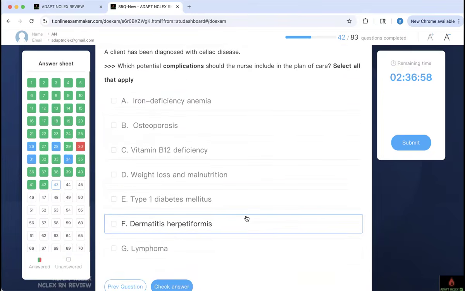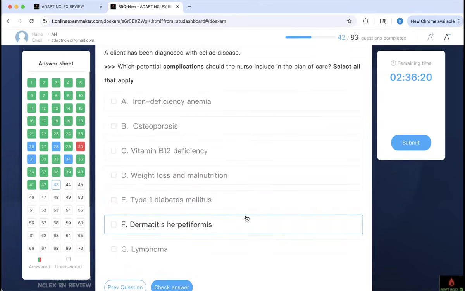The client has been diagnosed with celiac disease. GI, like I said, I'll give you all the content associated with GI. Which potential complications should the nurse include in the plan of care? What is celiac? Gluten issue. You eat, you get sick. Therefore, iron deficiency, osteoporosis, B12, weight loss, type 1 diabetes, dermatitis, lymphoma. Which of these are associated with celiac disease? If you get this wrong, I want you to spend time on Adapting classes. Videos on celiac will give you all the signs and symptoms and key things you should know about.